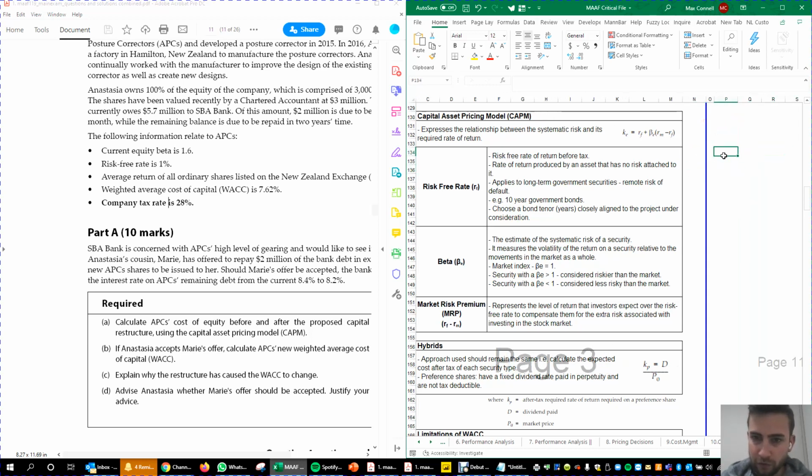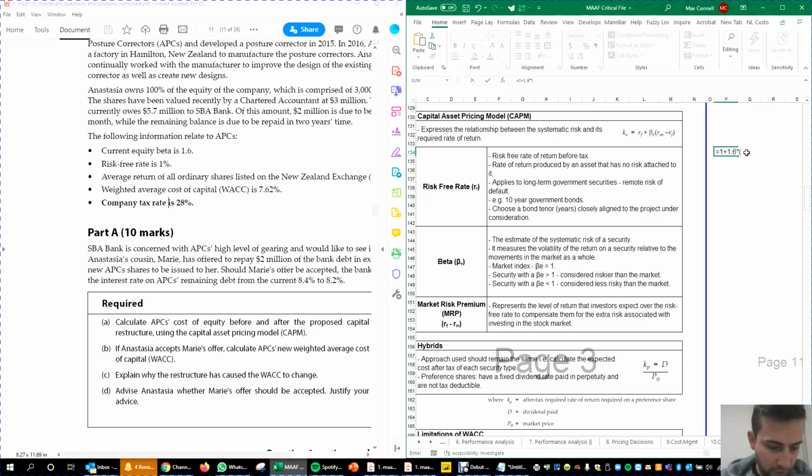Okay, so first of all, our risk-free rate per the question is 1%. So let's type that in. Equals 0.01. Well, let's just do it as 1 because it's all going to be in percentages. So we'll go equals 1 plus the beta, which is 1.6, times bracket.